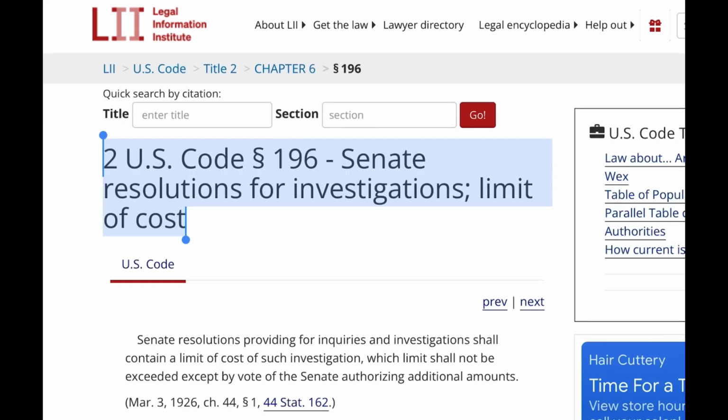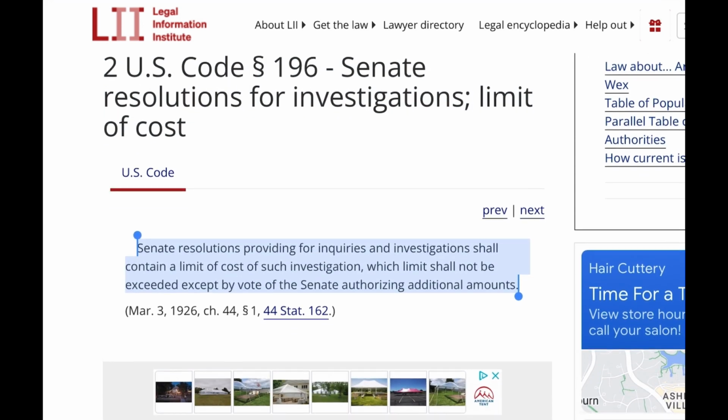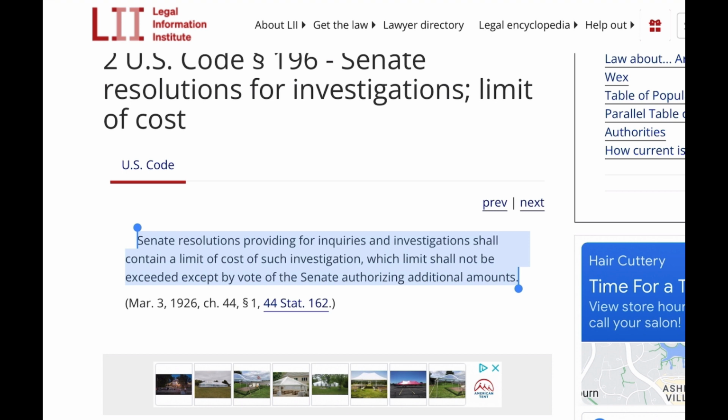2 U.S. Code Paragraph 196. Senate Resolutions for Investigations. Limit of cost. Senate resolutions providing for inquiries and investigations shall contain a limit of cost of such investigation, which limit shall not be exceeded except by vote of the Senate authorizing additional amounts.